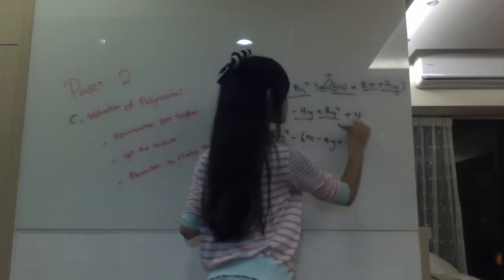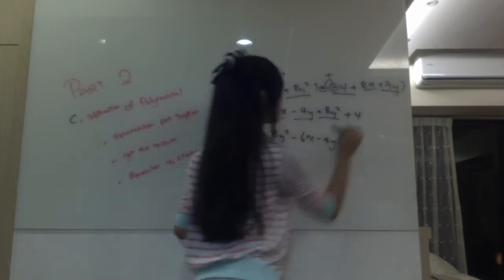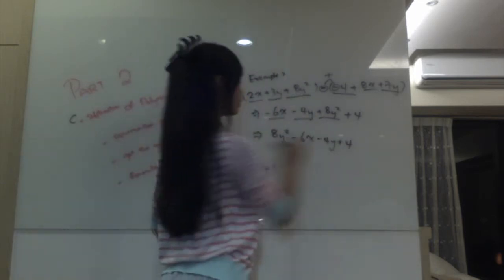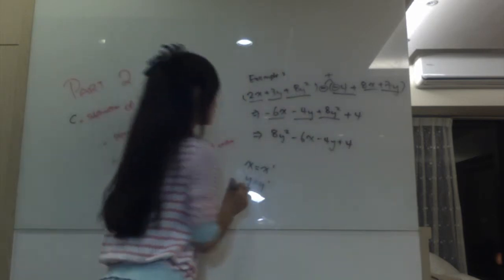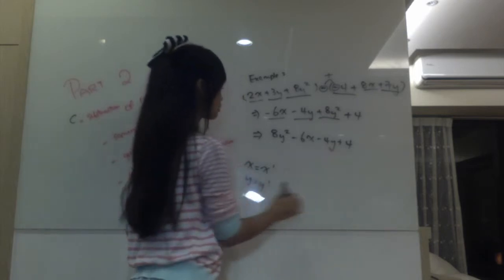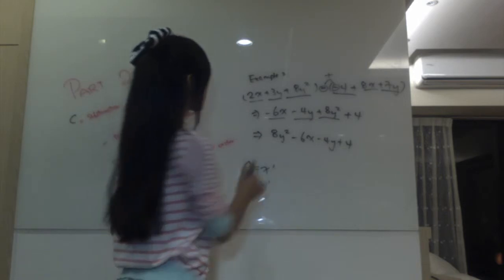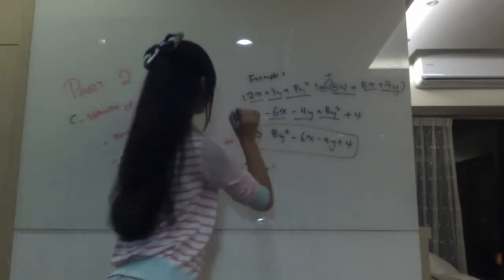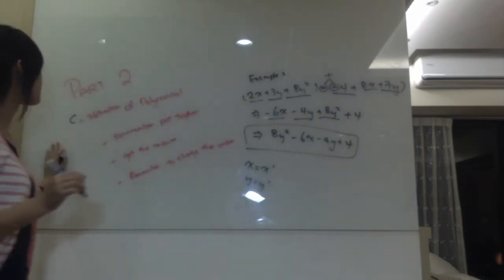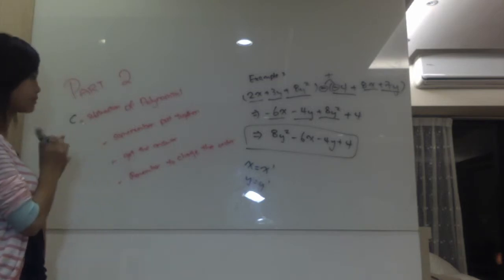Then the next one was this one. This was the last one because it had no degrees. It doesn't have any degrees in it, so the degrees of 4 is 0. So this one was the answer of subtraction of polynomials.